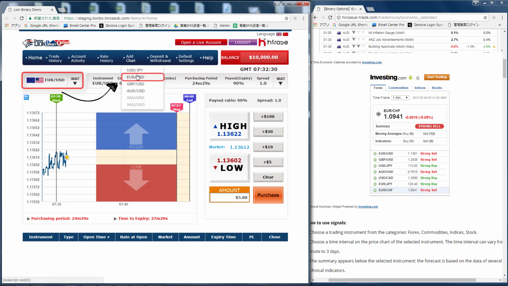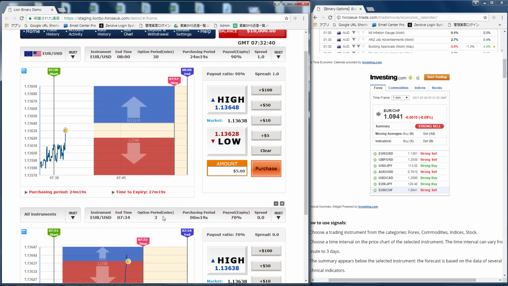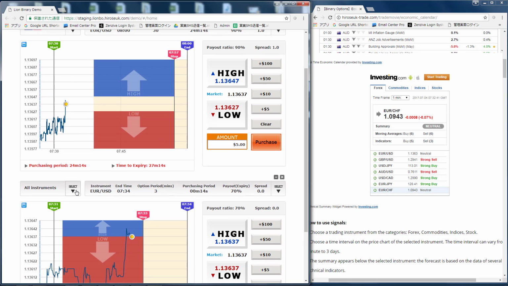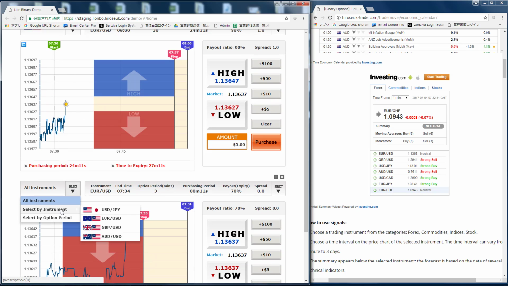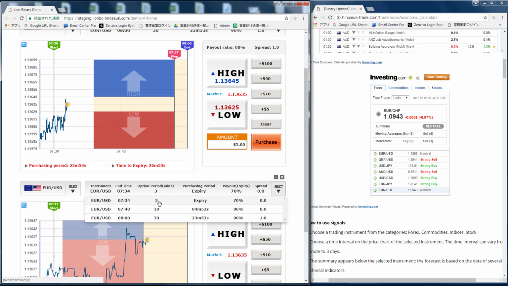So for the lower chart I will choose the same currency pair, which is the Euro and US dollar. So just click on it. So now I have another chart below the upper chart here. For this second chart, I'm not sure why it's gone, but I will choose again the same currency pair, Euro and US dollar. Yep, click on it, and now it's default set to 3 minutes option period. But if yours is not 3 minutes, just change it to 3 minutes option period.